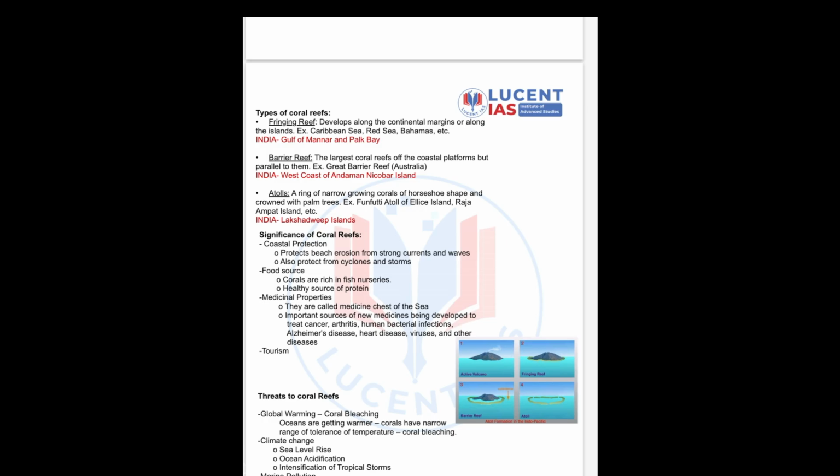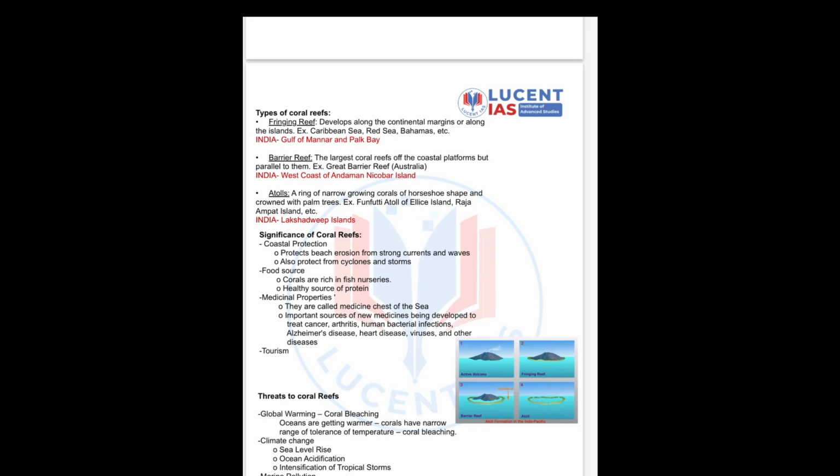Fringing reefs are developed along the continent margins or along the islands. Example, Caribbean Sea, Red Sea. In India, it is found mainly in Gulf of Mannar and Palk Bay. Next is the barrier reef. It is the largest coral reef, along the coastal platforms but parallel to them. Example, Great Barrier Reef in Australia. And in India, west coast of Andaman and Nicobar Islands.